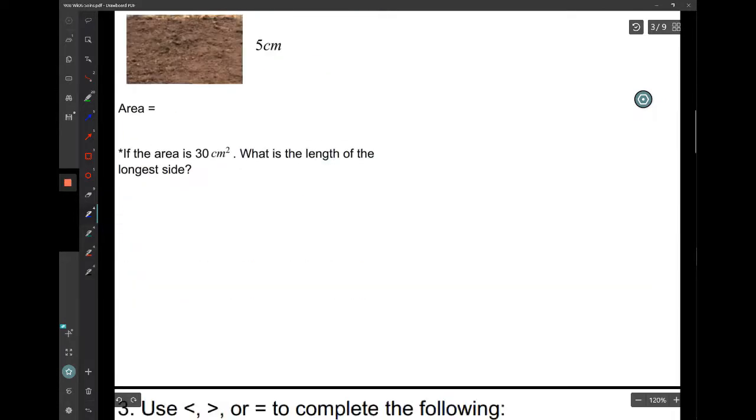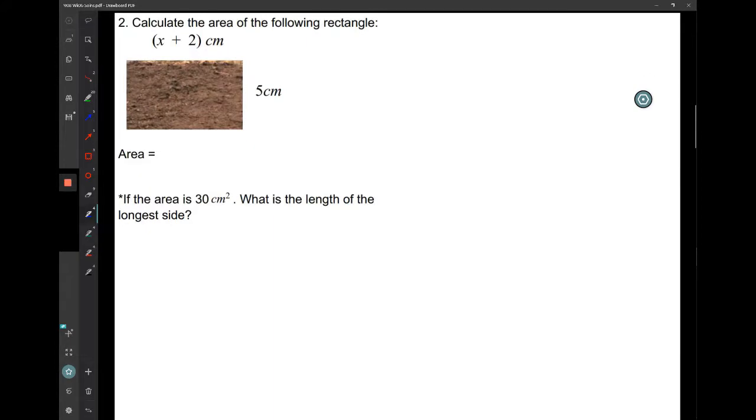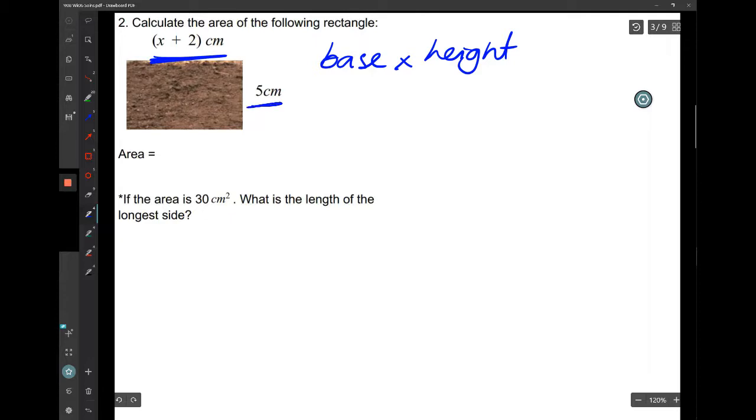Okay, question 2. Calculate the area of the following rectangle. So you know the area of a rectangle is base times height. The base is there, the height is there, or you can even do it the other way around if you turn your shape over. So it's going to be 5 multiplied by x plus 2, and you just use the distributive law, so you get 5x plus 10 centimeters squared.